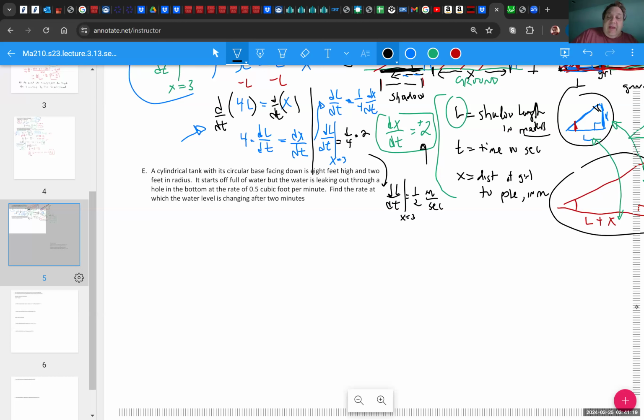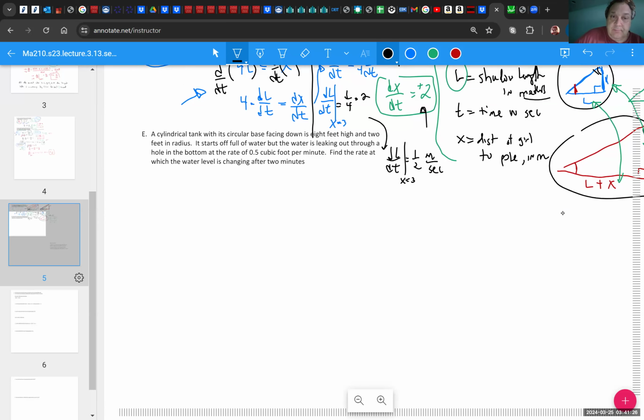All right, let's charge ahead and look at another example, another word problem. And this, I think, will be the last one for this video. So example E: we have a cylindrical tank with its circular base facing down, is 8 feet high and 2 feet in radius. It starts off full of water, but the water is leaking out through a hole in the bottom at the rate of 0.5 cubic feet per minute, or half a cubic foot per minute. Find the rate at which the water level is changing after 2 minutes. Oh dear.